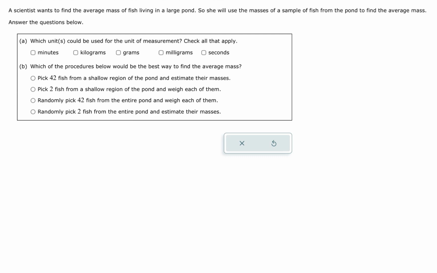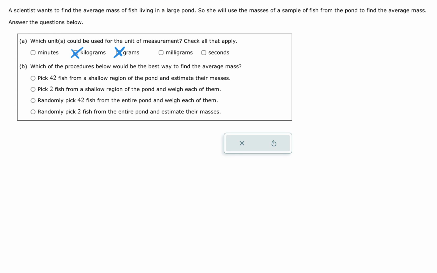This next one says a scientist wants to find the average mass of fish living in a large pond. So she will use the masses of a sample of fish from the pond to find the average mass. Part A, which unit or units could be used for the unit of measurement? The only choices that are measures of mass are kilograms, grams, and milligrams. Minutes and seconds are measures of time. A milligram is maybe what you would measure a grain of rice with, and I think that's going to be too small for a fish. So grams could be a small fish, kilograms could be a large fish. I think those are reasonable.